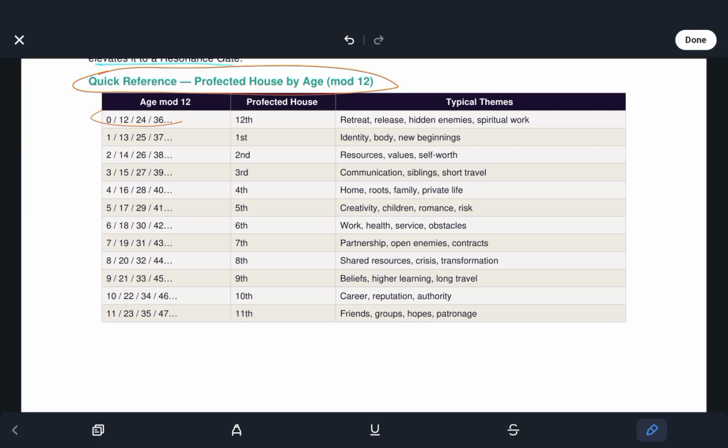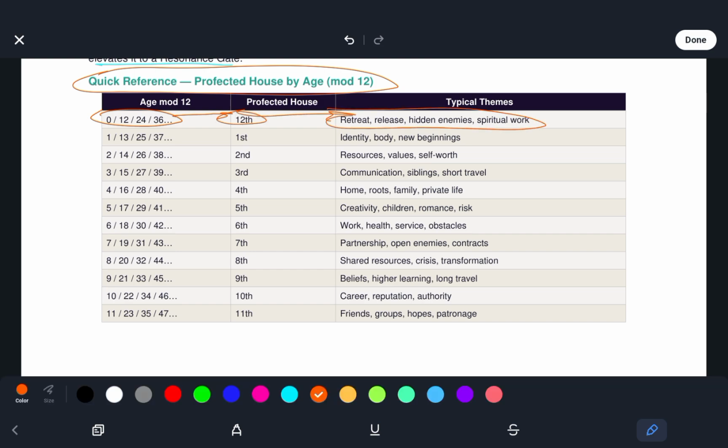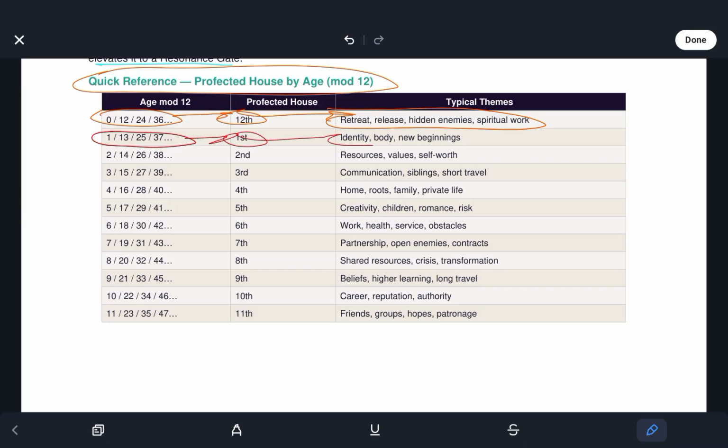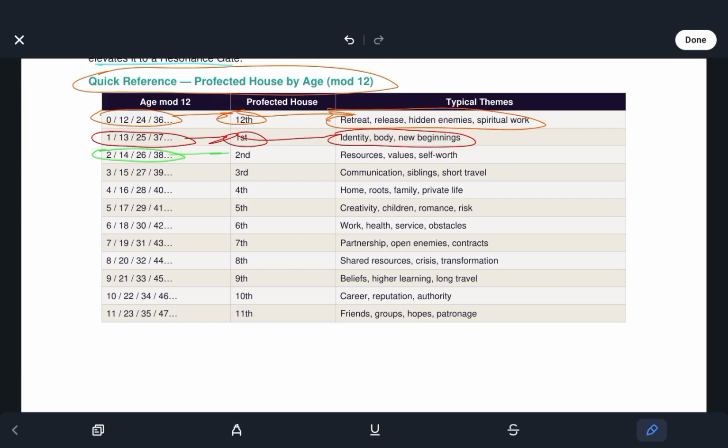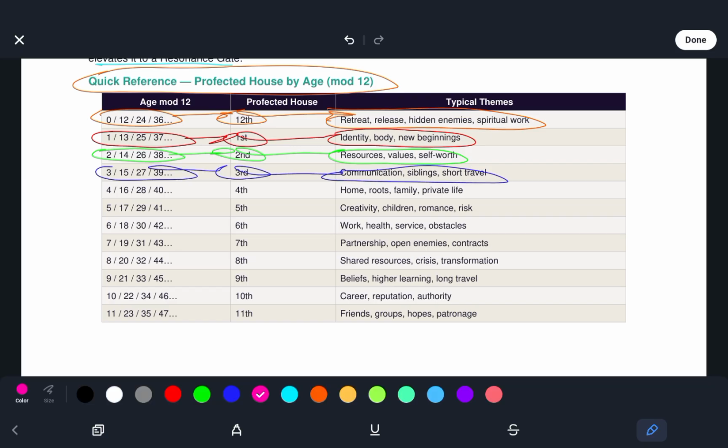So we see first 0, 12, 24, 36, the profected house is the 12th. The typical themes being retreat, release, hidden enemies, and spiritual work. 1, 13, 25, 37, the first: identity, body, new beginnings. And it goes all the way to 2, 14, 26, 38, second: resources, values, self-worth. 3, 15, 27, 39, third: communication, siblings, short travel.